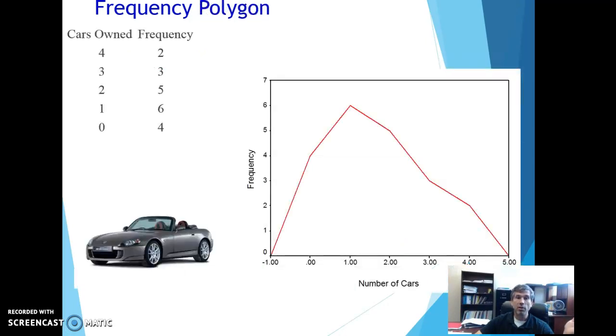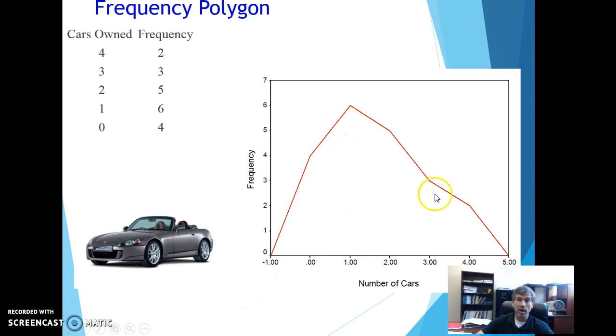So here is a frequency polygon of our car ownership data set that we talked about under frequency tables. One small note: in frequency polygons, we oftentimes start one score below the lowest score in the data set and finish one score above. This is so that the polygon, the line, starts and ends at 0. Even though -1 is a nonsense score, you can't own -1 cars, it doesn't matter. This is just to make it a little bit more easily digested. There's that rule where you just start at 0 frequency and end at 0 frequency.